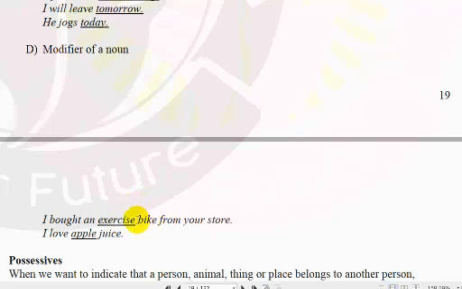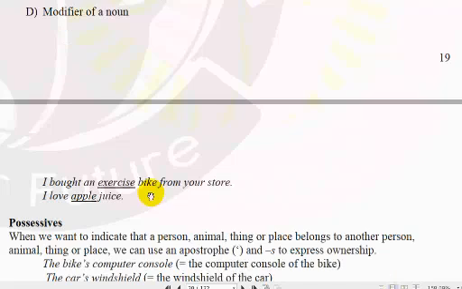If we just say a bike, it could be any bike. But when you say the exercise bike, it is the thing you use to lose weight and so on. I love apple juice. Apple tells you what kind of juice you want; it modifies the type of juice. Mango juice would be different.